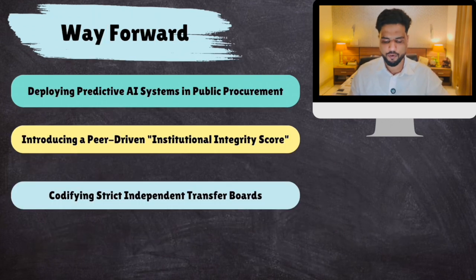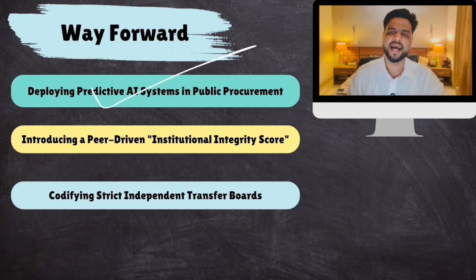Now, there are some ways forward. You can use AI to check corruption in banking systems. Okay, introducing a peer-driven institutional integrity score. You know, when you use Zomato and Swiggy, there is a rating system. All these delivery boys, you rate them. Similarly, if citizens can rate public officials, that would be a great thing. You went to your MC office and you did not like the behavior of certain public officials, you can rate them online. That would be a great thing to introduce accountability.